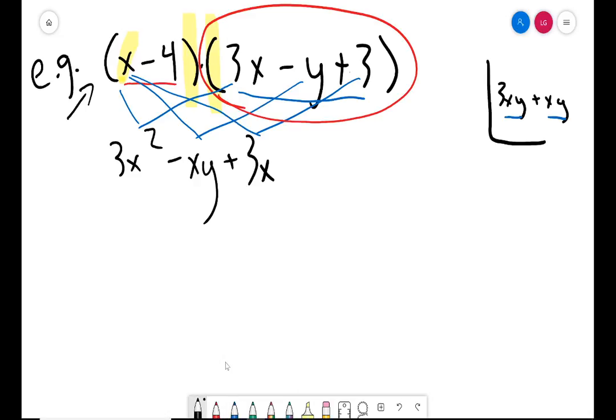Now I'll do the same thing, and be careful here. Got to do the same thing with the second term. Essentially, you need each term here to multiply by everything else in the second set of parentheses. So we just did x, now we need to do negative 4. Can't forget about the minus sign there. Negative 4. And the negative affects every internal multiplication that we're doing here. So it is negative 4 times 3x, that's negative 12x. It is negative 4 times negative y, those negatives multiply to positive, so plus 4y, and negative 4 times positive 3, that's negative 12.